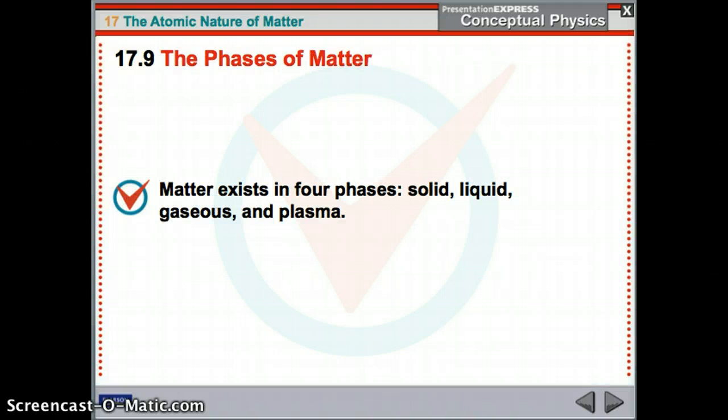Matter exists in 4 phases. All right, this is your introduction to the next 3 chapters, 1 for this semester and 2 for next semester. Matter exists in 4 phases: solid, liquid, gaseous, and plasma. We won't really talk about plasma. We'll talk about solid, liquid, and gas.